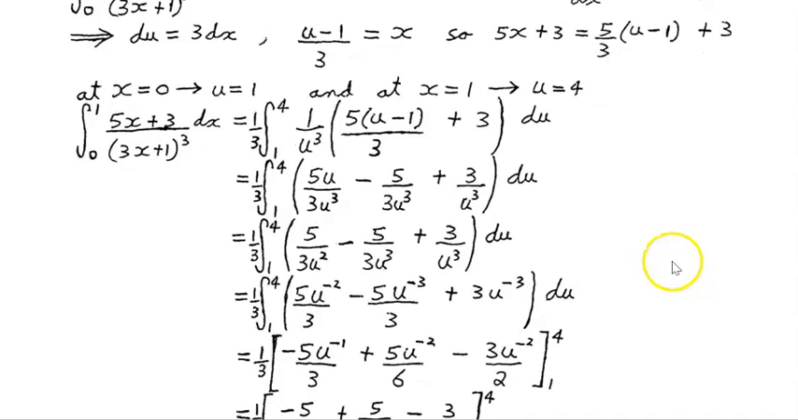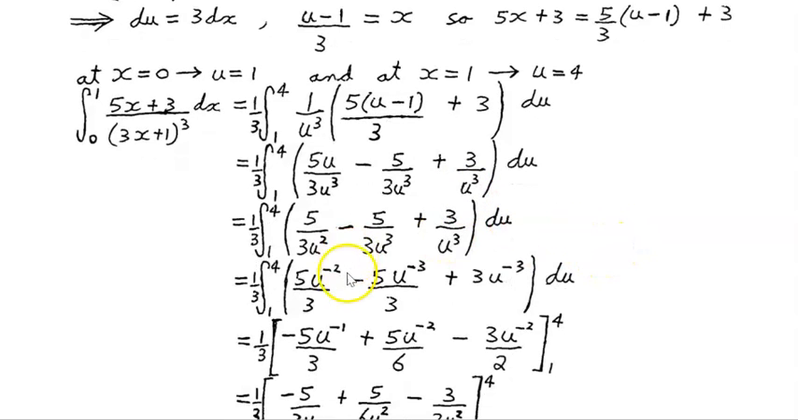Now these are much easier to integrate. This expression is much easier to integrate than what we had before, which was a rational function, having a polynomial on top and one underneath. So what we now have is 5u to the minus 2 on 3, minus 5u to the minus 3 on 3, plus 3u to the minus 3, integrated with respect to u.